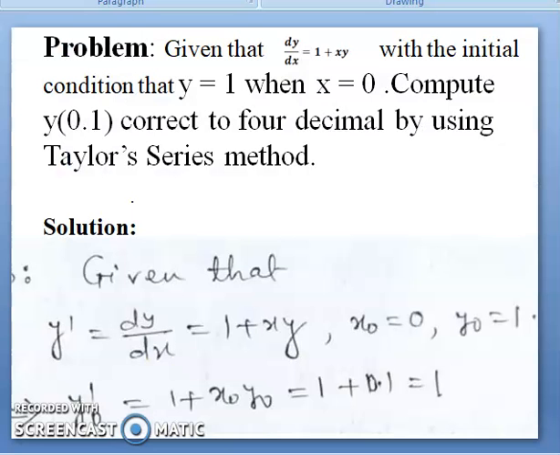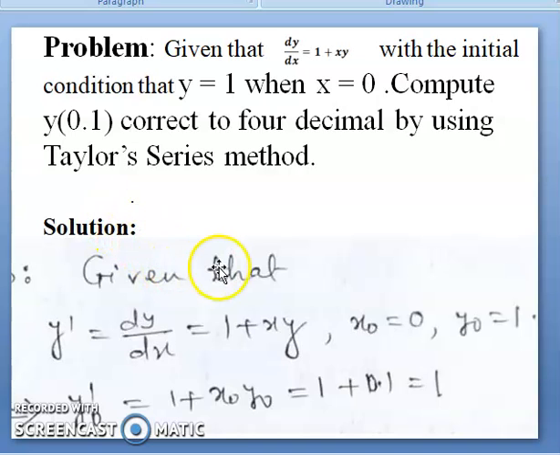Now let us consider the problem. The problem is: given that dy by dx equal to 1 plus xy with initial condition that y equal to 1 when x equal to 0, compute y of 0.1 correct to 4 decimals by Taylor series method. So this is the problem of Taylor series method.